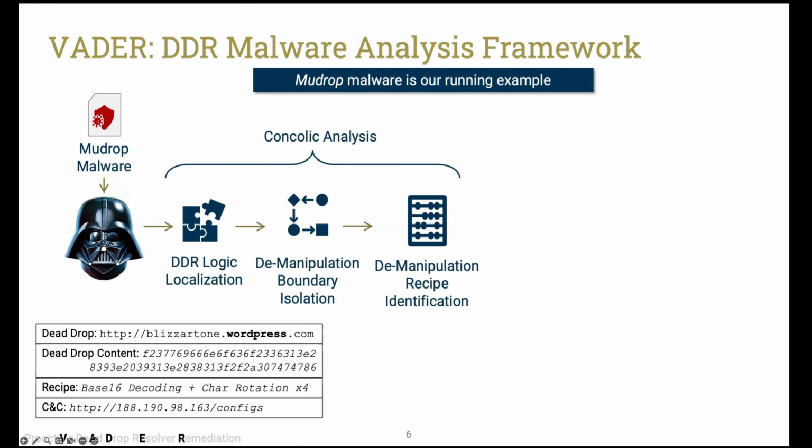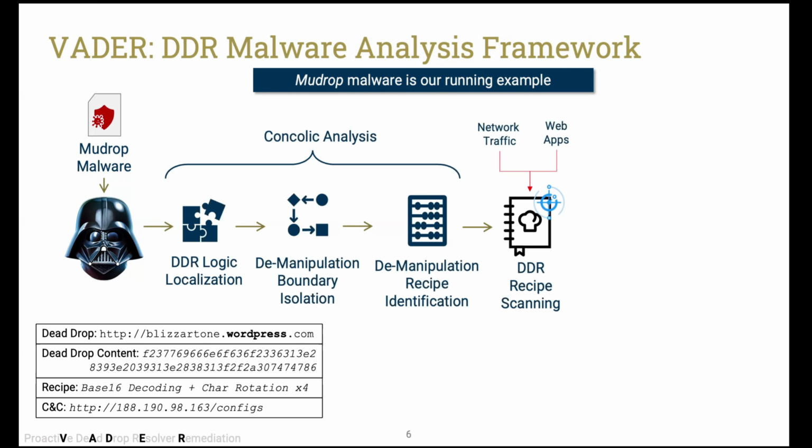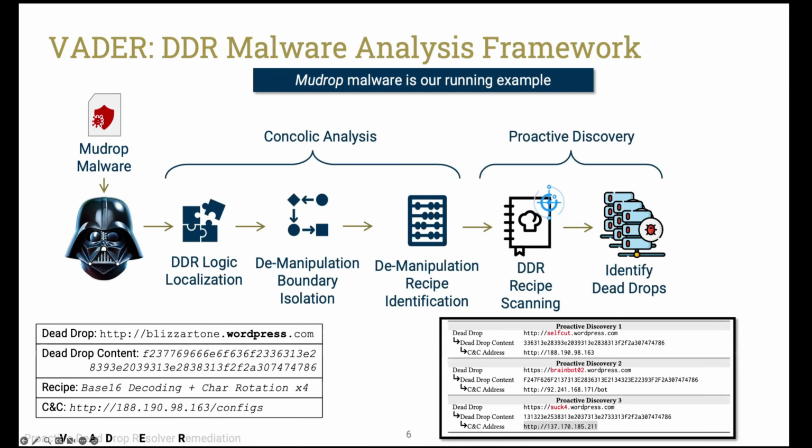The concolic analysis-driven approach proved to be tractable and effective, allowing us to identify DDR malware at scale. Now, armed with the demanipulation recipe, we were enabled to perform DDR recipe scanning of captured network traffic and web app data to identify dead drops. And then this proactive approach led to the discovery of 3 additional previously unknown dead drops, which multiplied our efforts.